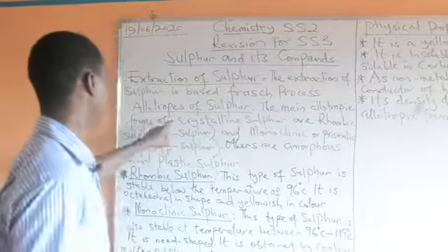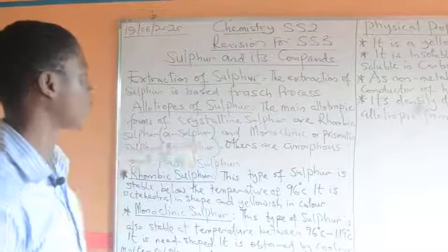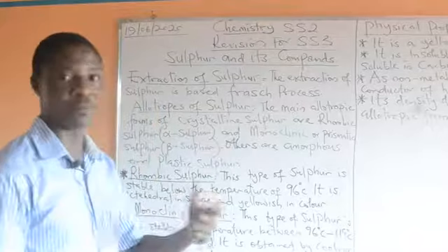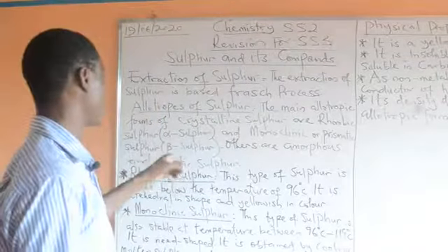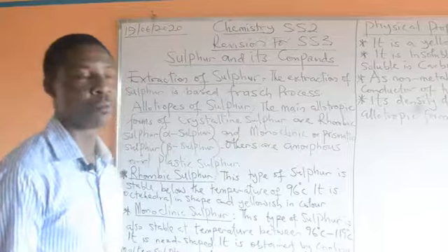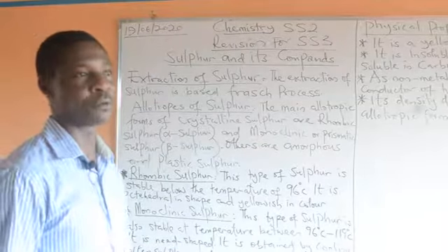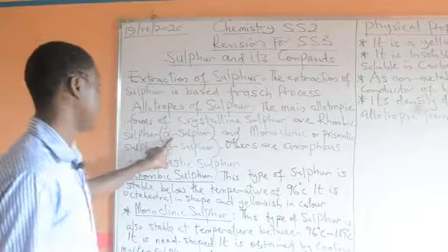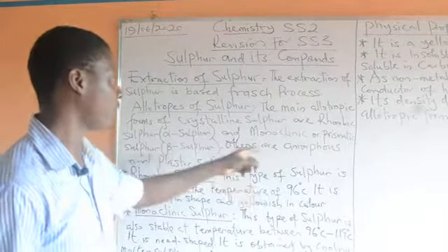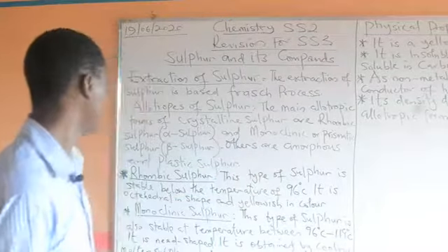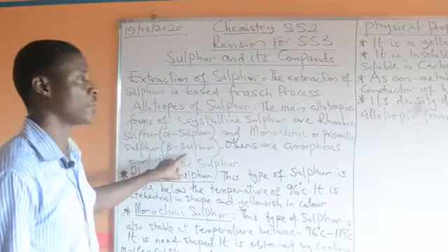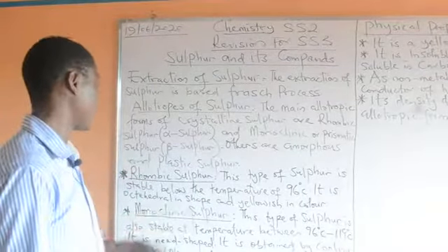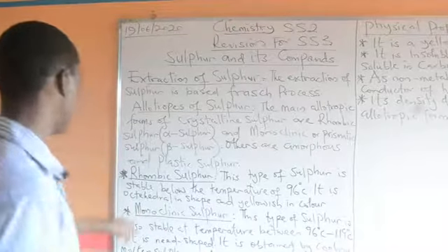Now, the next step is to talk about the allotropes of sulfur. The main two allotropic forms of crystalline sulfur are rhombic sulfur and monoclinic sulfur. Another name for monoclinic sulfur is prismatic sulfur. Rhombic sulfur is also called alpha sulfur, and monoclinic or prismatic sulfur is also called beta sulfur. But other forms of amorphous sulfur include plastic sulfur.